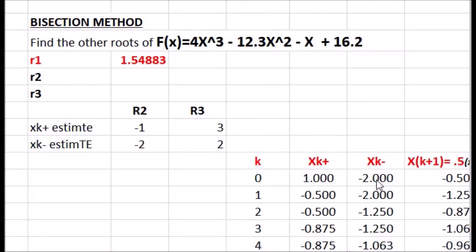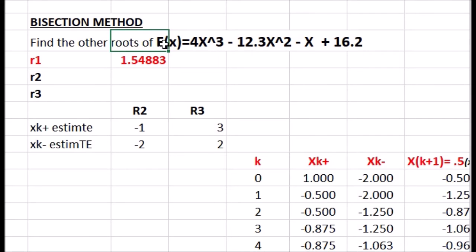So we have here our example. So, example sa ating bisection method. Say for example, we have this function f of x is equal to 4x cubed minus 12.3x squared minus x plus 16.2. Okay, so we have here our equation, and then we're going to find the root.